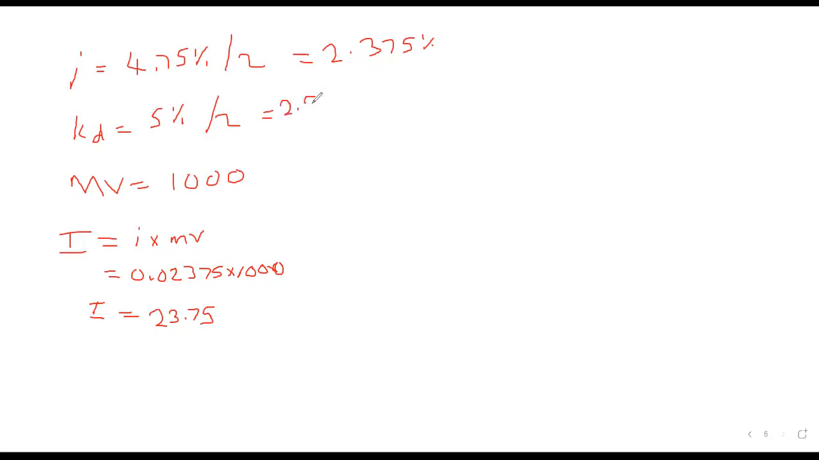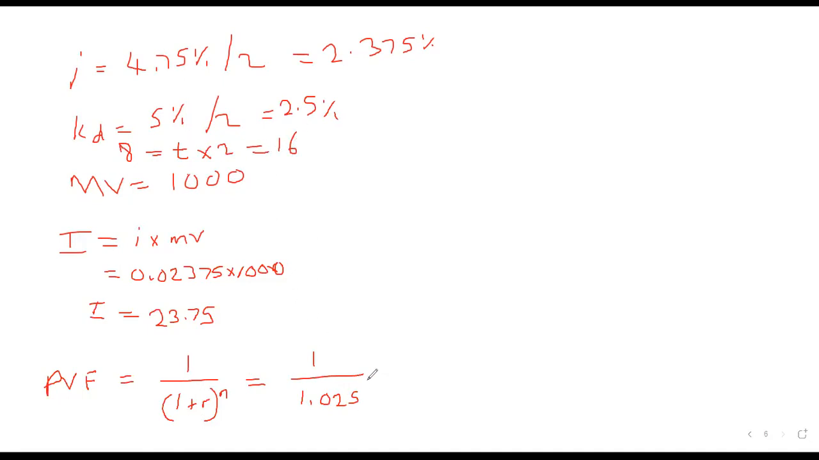Then for the market rate or the discount rate, we divide 5% by 2. So we then have our present value factor as 1 over 1 plus r to the power n. So you tell me, what are we going to get? 1.025 to the power n, an 8-year bond, 8 multiplied by 2, we're going to get what? 16. When you divide this, what are you getting? 0.67.